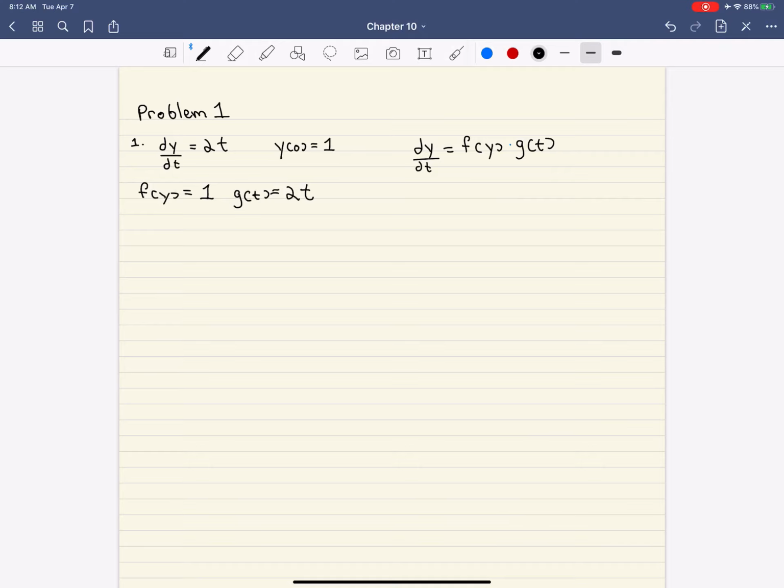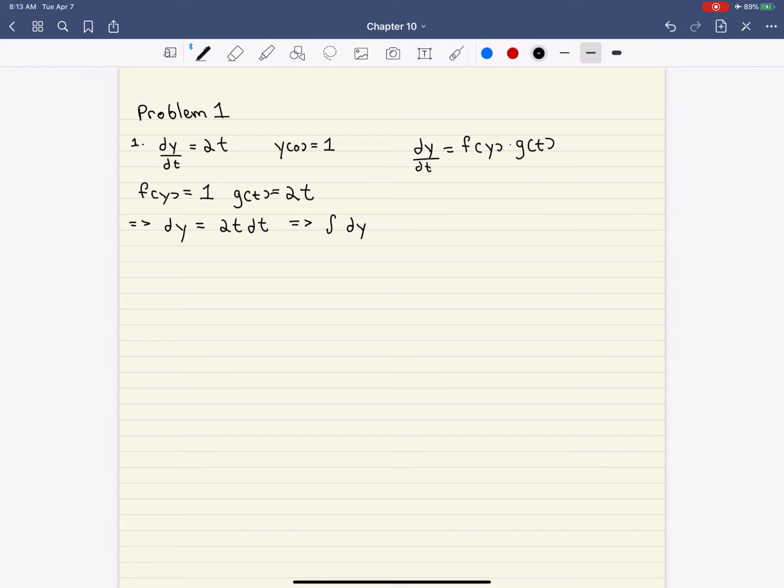Alright, and so now that we've identified what our f of y and g of t are, the next step we need to do is move our f of y to the left-hand side and move our dt to the right-hand side. And so now our differential equation looks like this. So dy over 1 is just dy, and the right-hand side is now 2t times dt. Now that we have moved everything to the respective sides, let's integrate them over their respective variables.